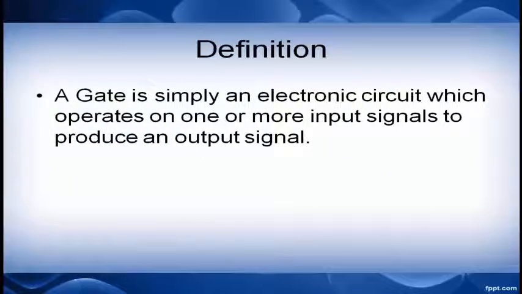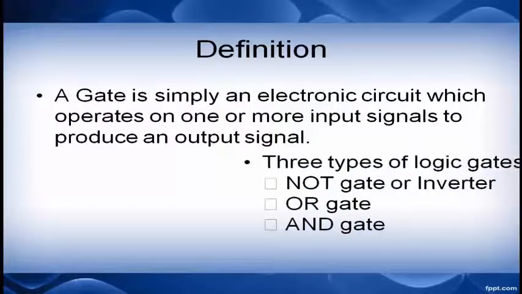Basically, gates are digital circuits because the input and output signals are either low voltage or high voltage. Low voltage denotes 0 and high voltage denotes 1. Gates are often called logic circuits because they can be analyzed with Boolean algebra. By seeing this, we can define a gate. A gate is simply an electronic circuit which operates on one or more input signals to produce an output signal.